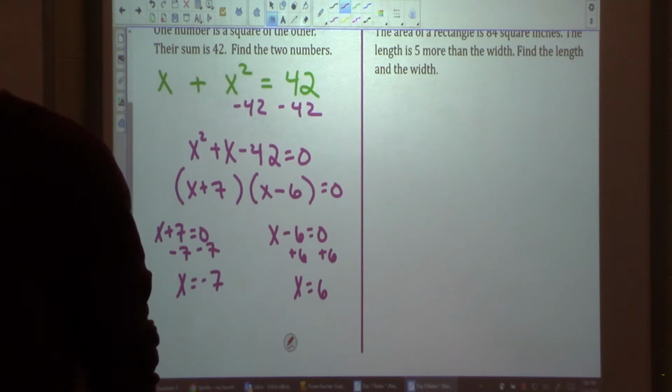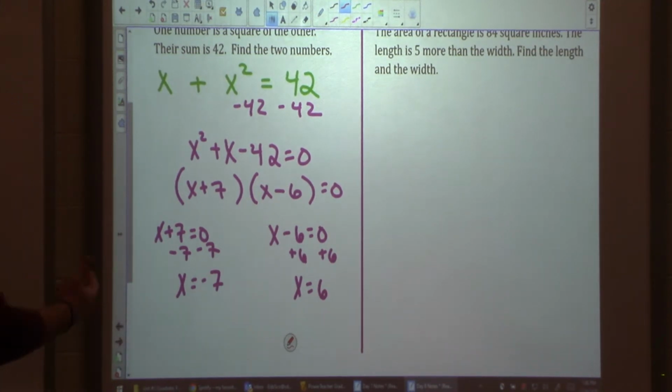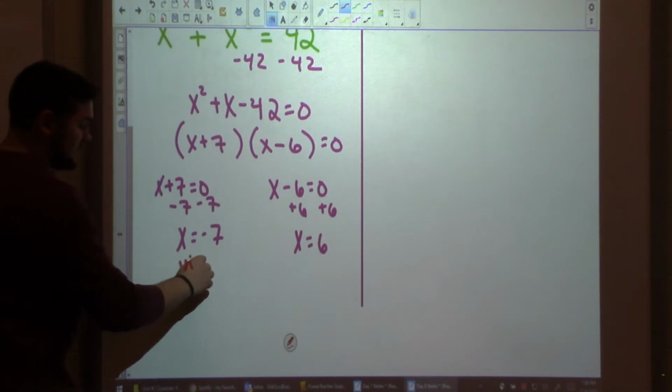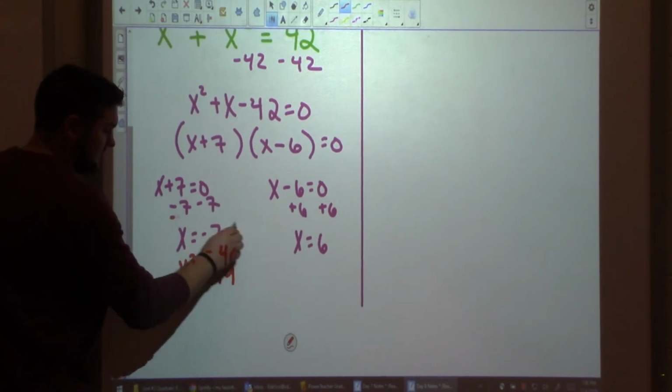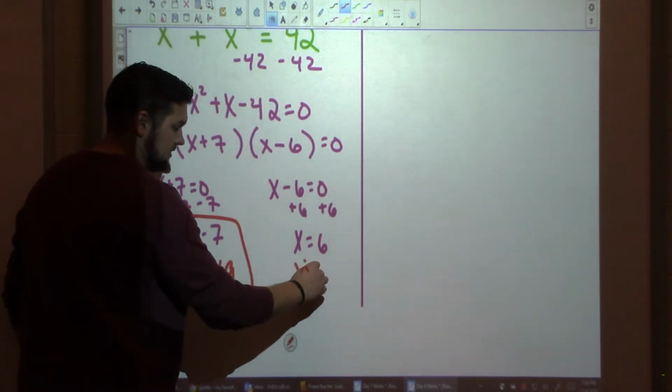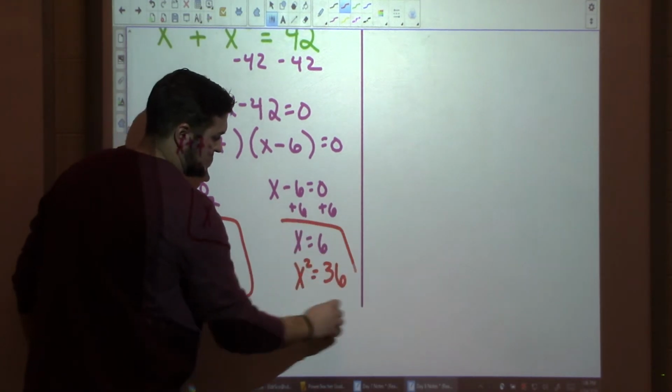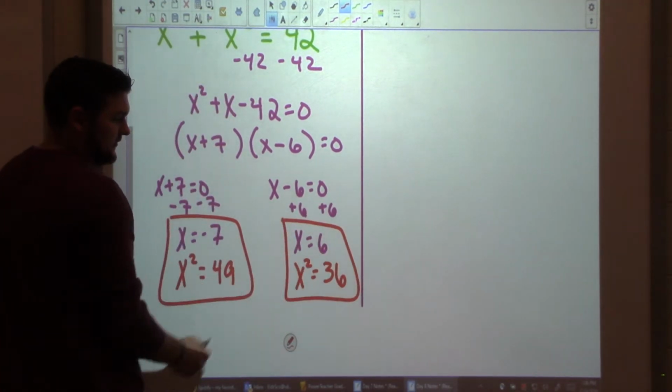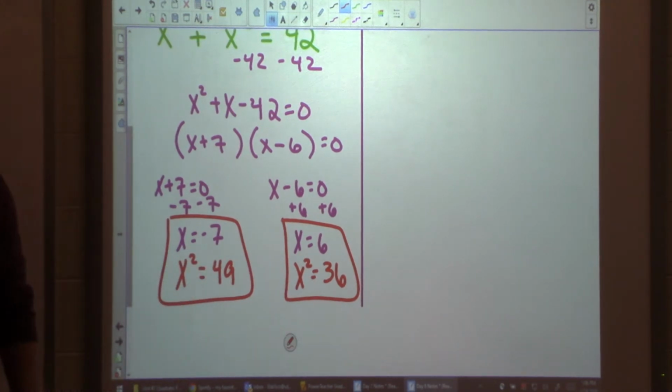So if x is negative 7, x squared has got to be 49. So my two numbers in this case would have been negative 7 and 49. However, 6 also works. Well, 6 squared is 36. If I add them together, I get 42. So not only is there just one set that works, there's two sets that work. You need to have both of them. Okay? Does that make sense? Oh, we just got both sets of numbers there? Yes? No? Okay.